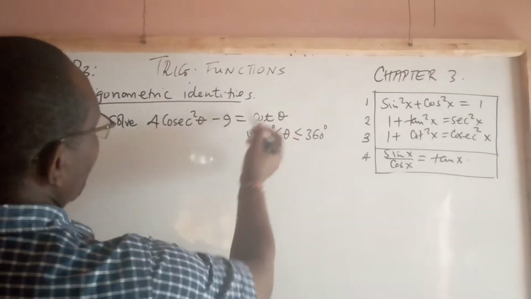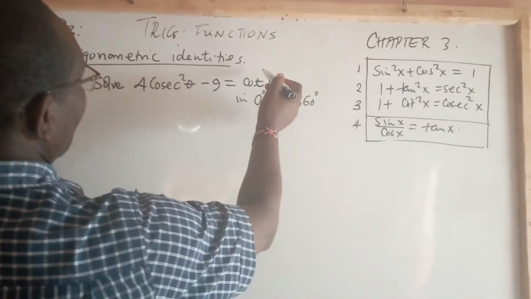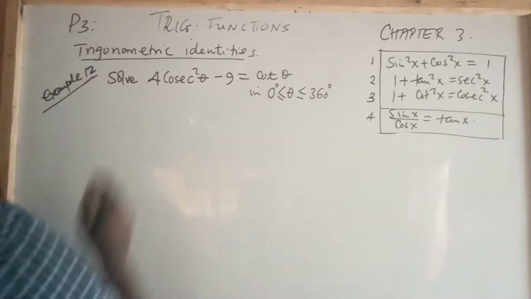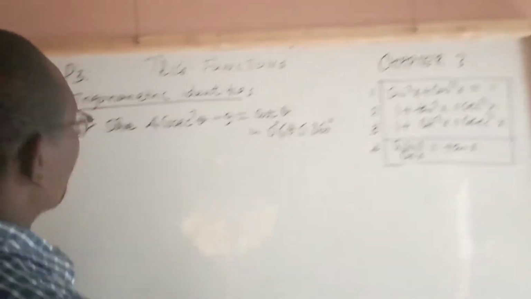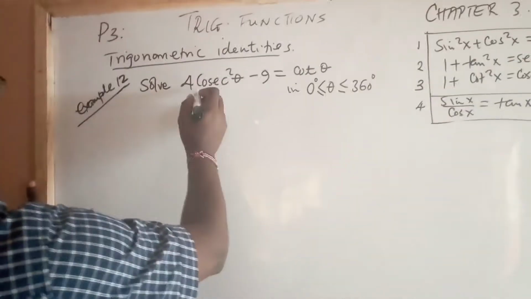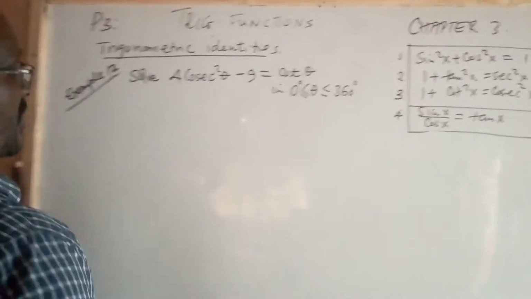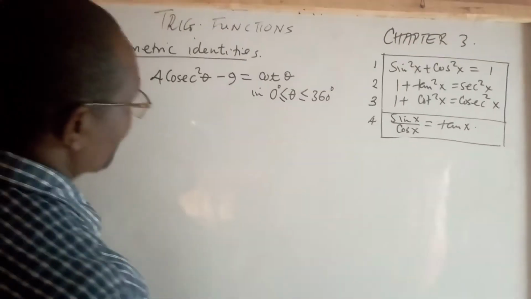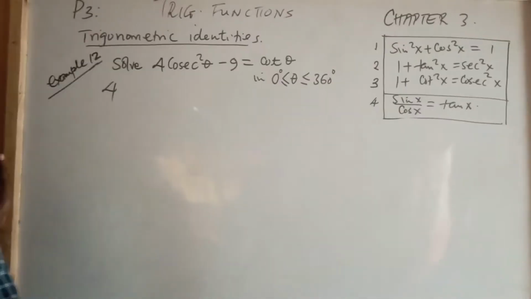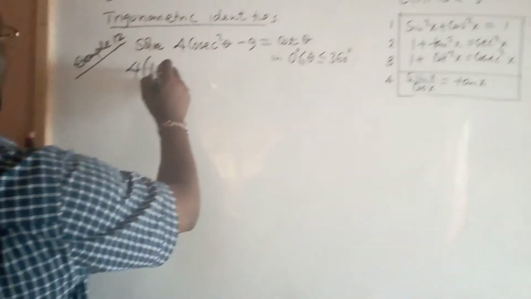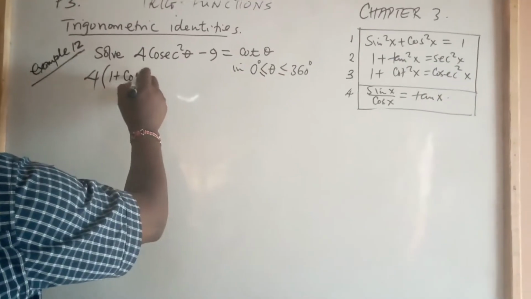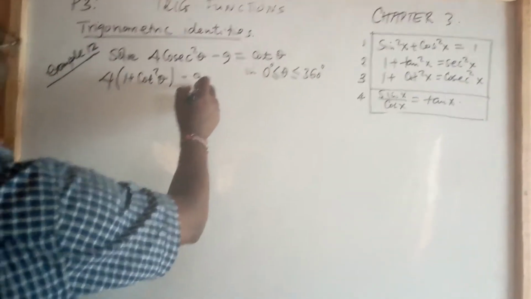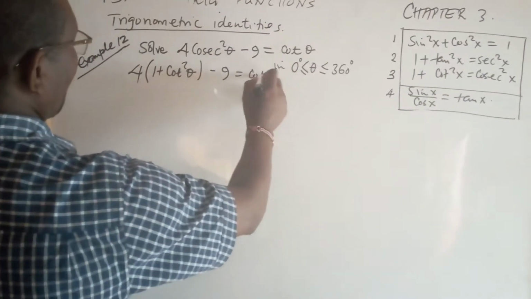At the same time, we are going to have sine over cosine over sine, which does not really work with cosec squared theta. So the easier thing to do is to express cosec squared theta in terms of cot squared theta. And what do we do? Expressing cosec squared theta in terms of cot theta, we're going to have 1 plus the cot squared of theta, minus 9 is equal to the cot of theta.